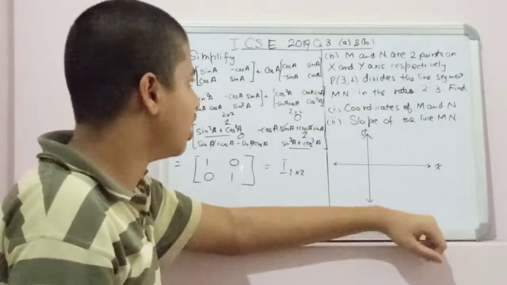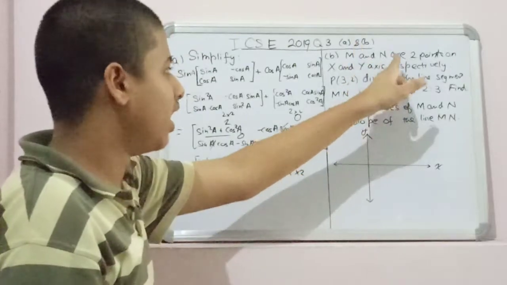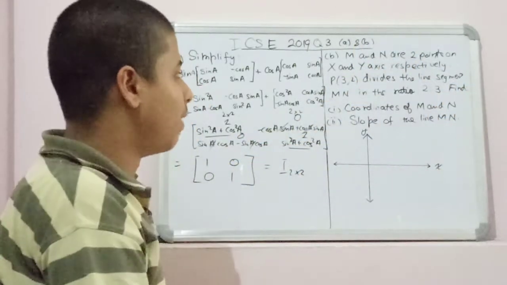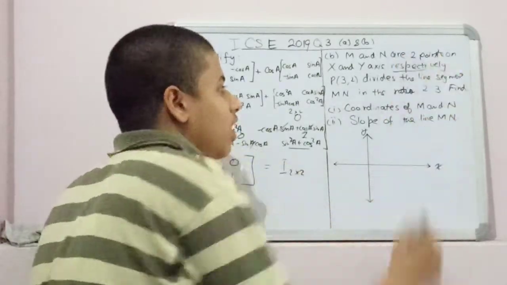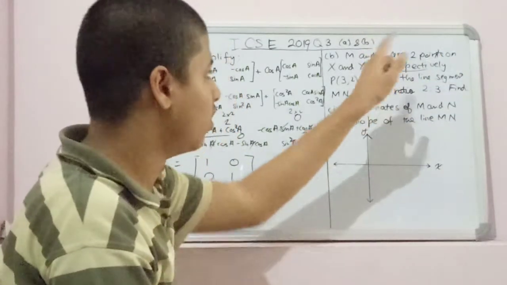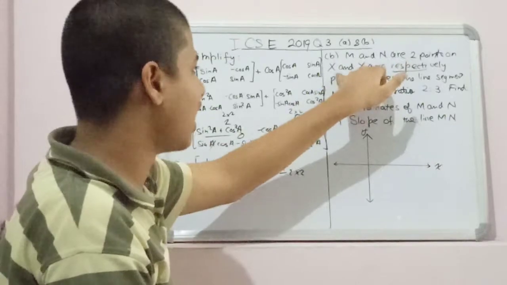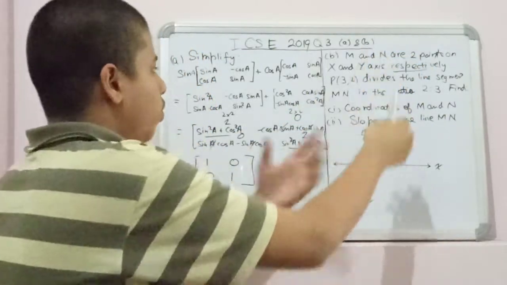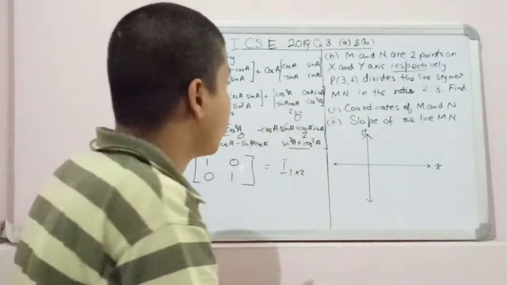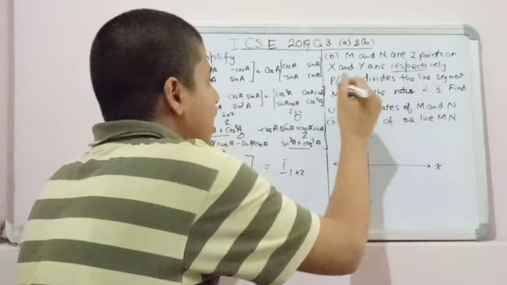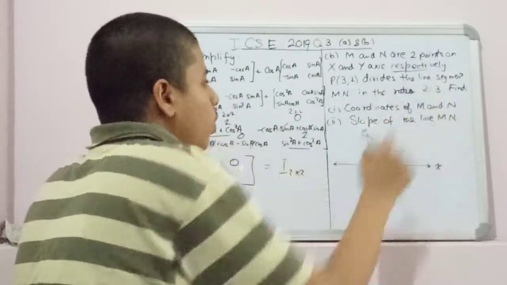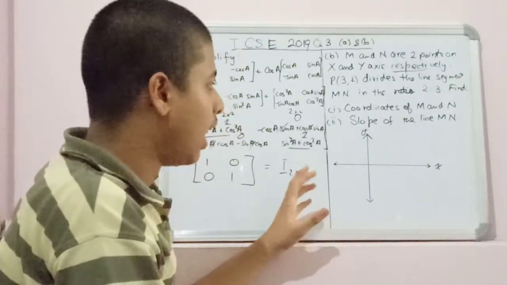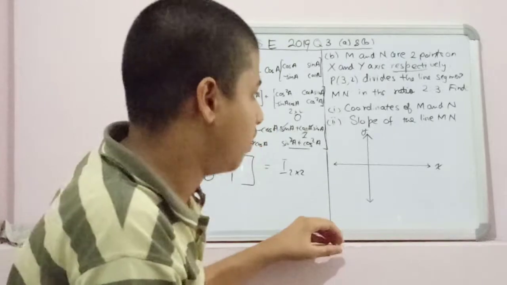This is from coordinate geometry. M and N are 2 points on the x and y axes respectively. This is a nice word. It means in that order. So M is on the x axis, N is on the y axis. P(3, 2) is the point that divides the line segment MN in the ratio 2:3. Find the coordinates of M and N and the slope of the line MN.